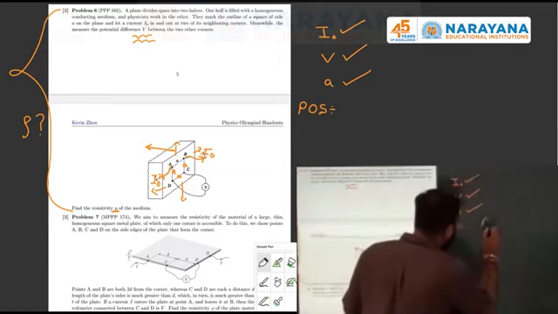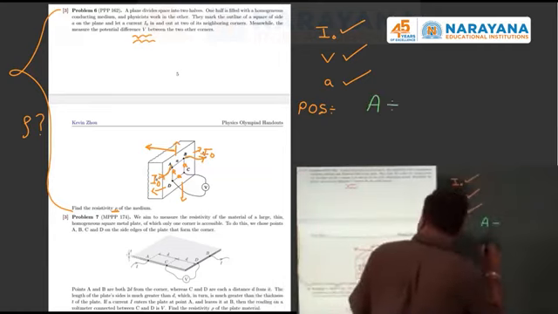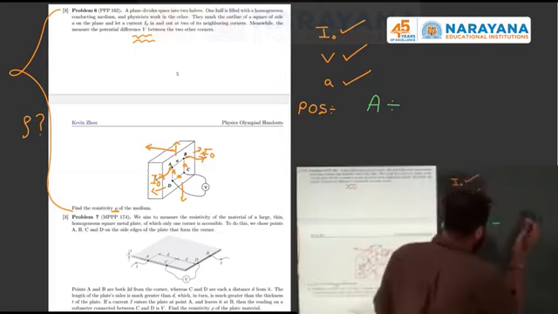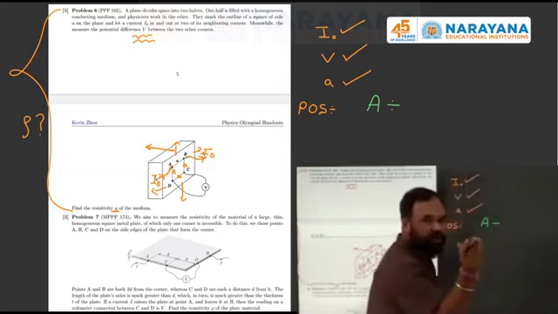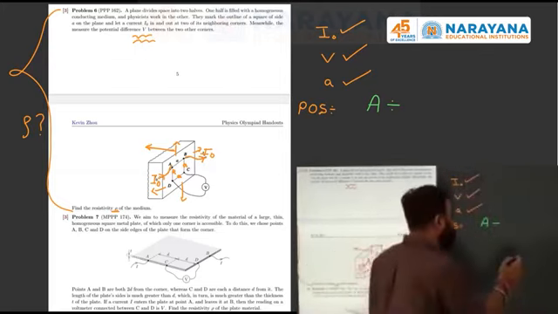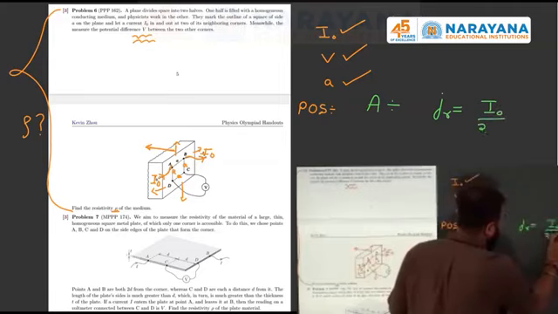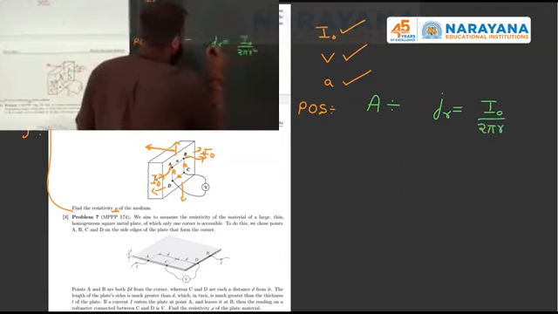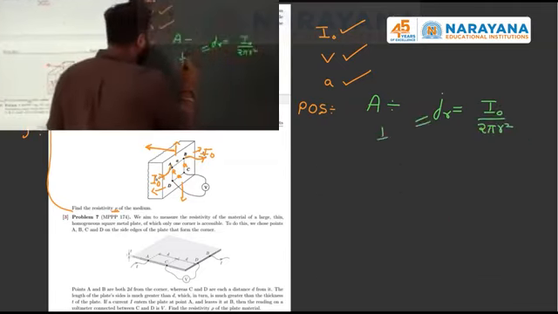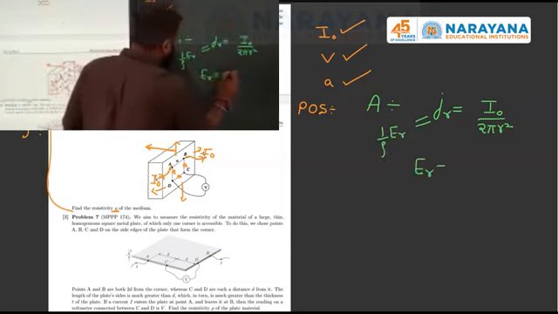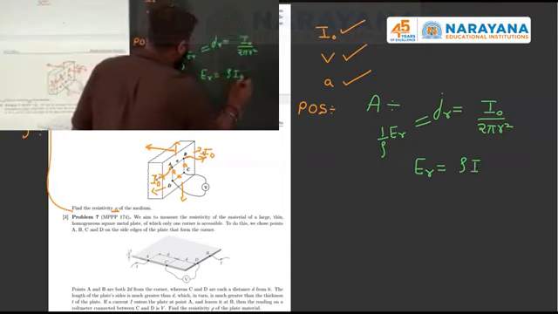So if I only look into the effect of A, then with respect to A, if I draw a hemisphere within the conducting material of radius r, my J as a function of r should be I naught upon 2 pi r square. And that helps me out because this becomes 1 upon rho into E as a function of r. So my E comes out as rho I naught upon 2 pi r square.